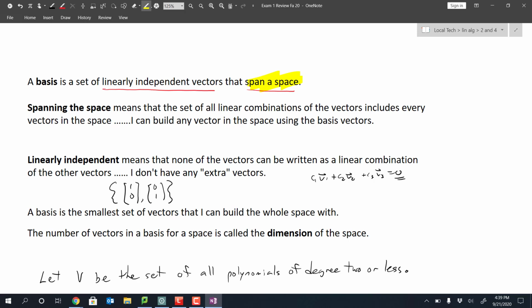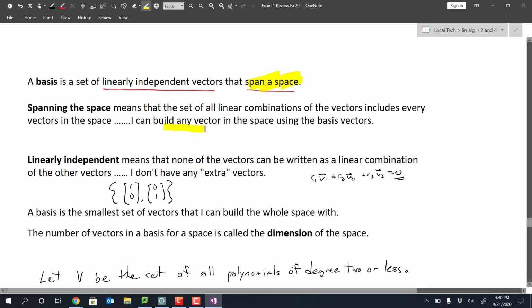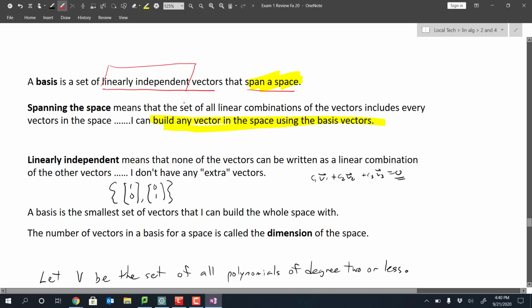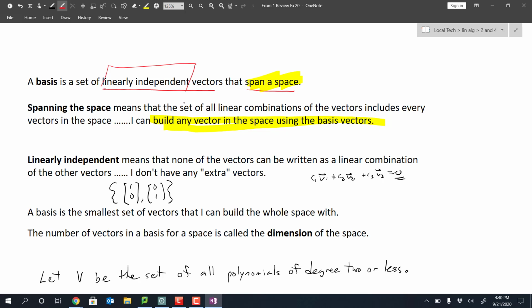If I have two vectors that span R2, it means I can take a linear combination of those two vectors and build any vector in R2. So this means that I can build any vector in the space using my basis vectors. What about linearly independent? Well, that means that none of the vectors can be written as linear combinations of the other vectors. I don't have any extra vectors, any repeated vectors, right?